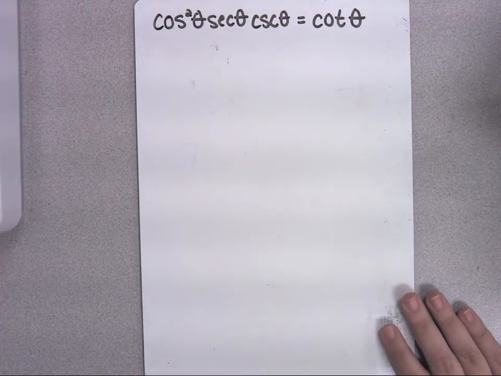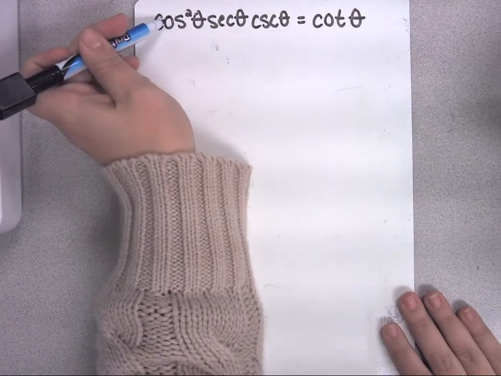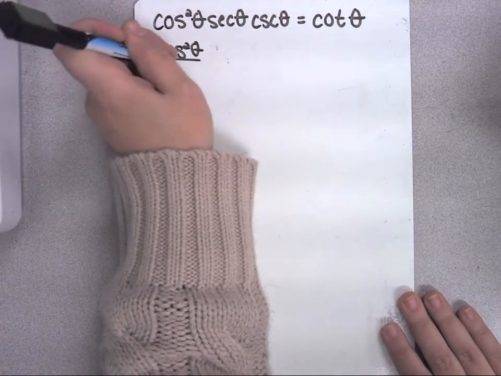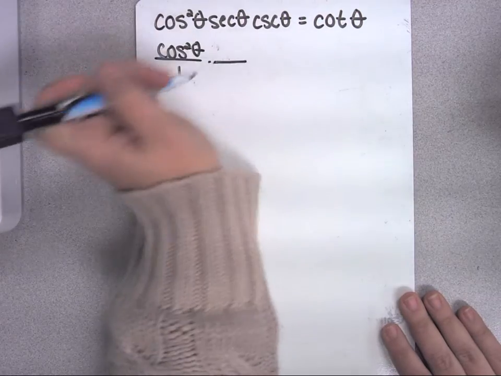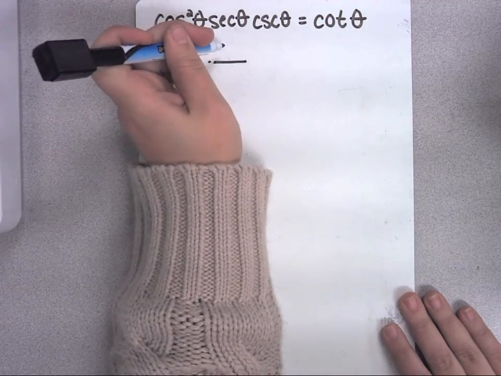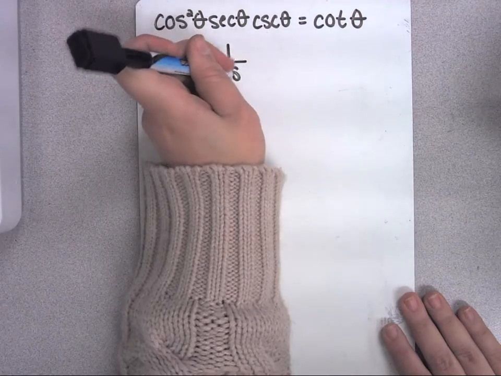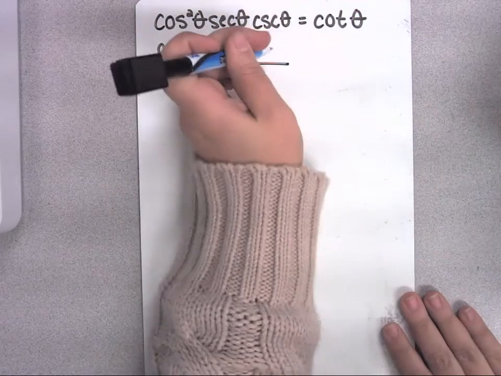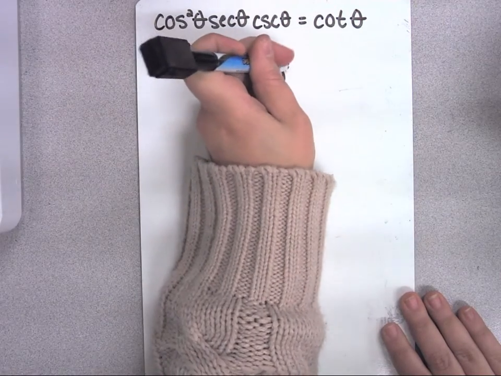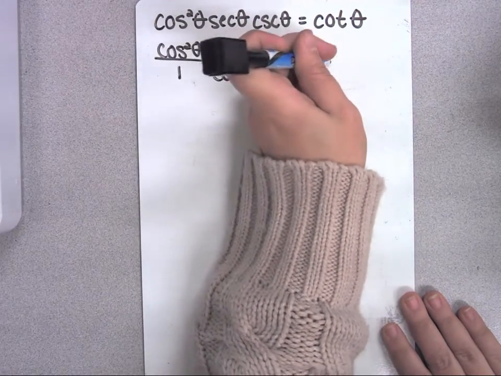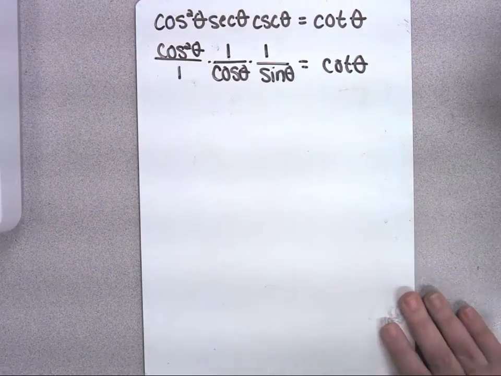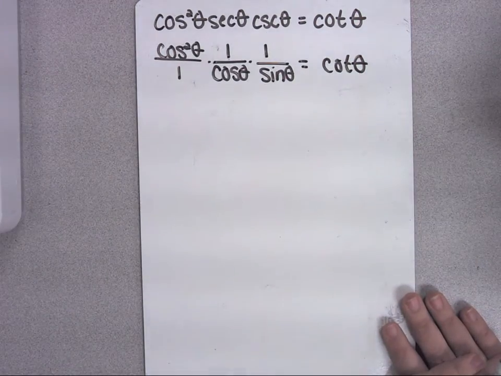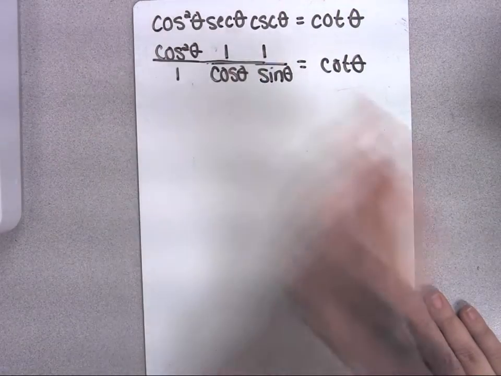Okay, what do you do? Do I do anything to cosine squared? Okay, I'm just going to write it as cosine squared over 1. How can I rewrite secant? Okay, cosecant. What am I going to write? Okay, technically these are all multiplied, yes? So they're really one big fraction.